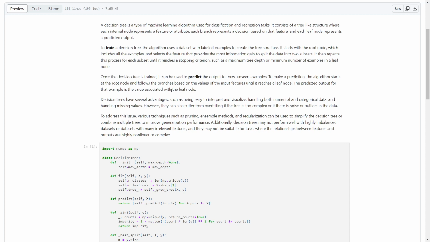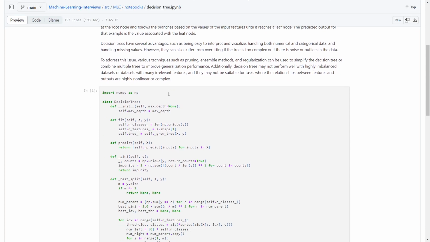One of the very good things about decision trees is that they are very easy to interpret and visualize, handling both numerical and categorical data. Also, when it comes to handling missing values, a decision tree is a very good machine learning algorithm. However, decision trees easily suffer from overfitting if the tree is too complex or if there is noise or outliers. To address this issue, there are many techniques such as pruning, ensemble methods, and regularization, to simplify a decision tree or create an ensemble of different trees to improve generalization performance. And it's not a good practice to use decision trees on imbalanced datasets or datasets with many irrelevant features.